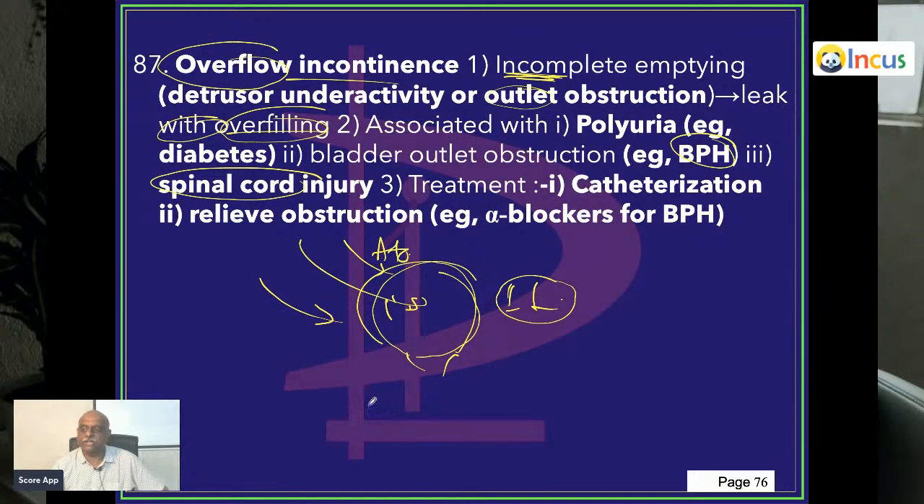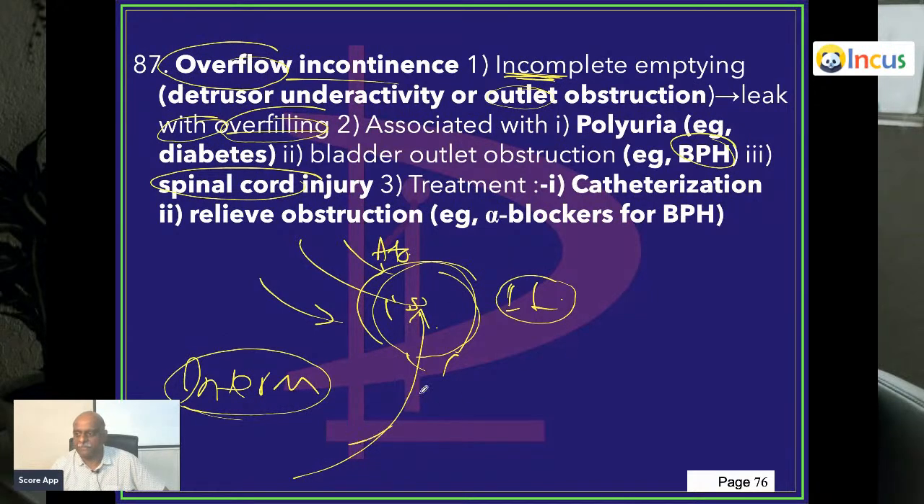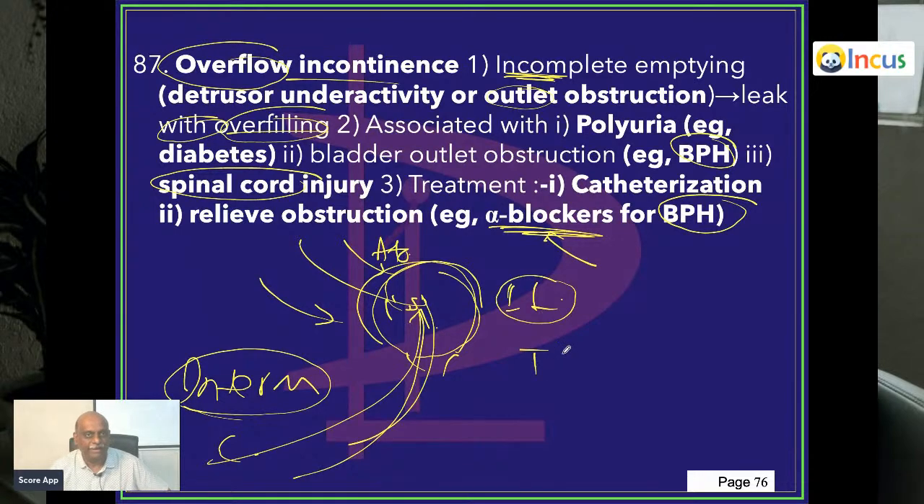So in all these things, the treatment is to put a catheter, intermittent catheterization, it's called. Intermittently pass a catheter so that urine will come out, because the bladder doesn't have significant tone. Intermittent catheterization is the treatment of overflow incontinence. If it is due to BPH, try to give alpha blockers like tamsulosin, etc.